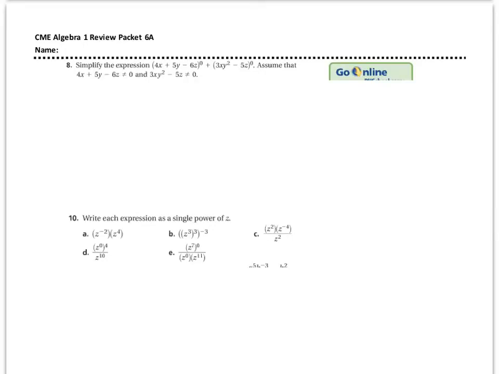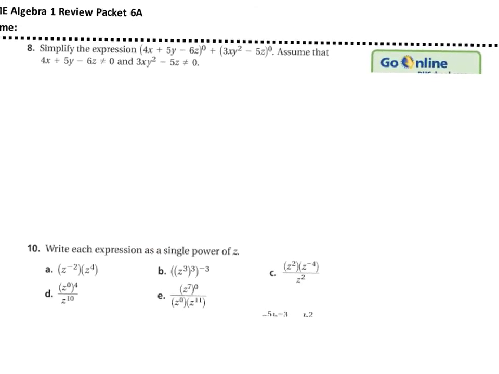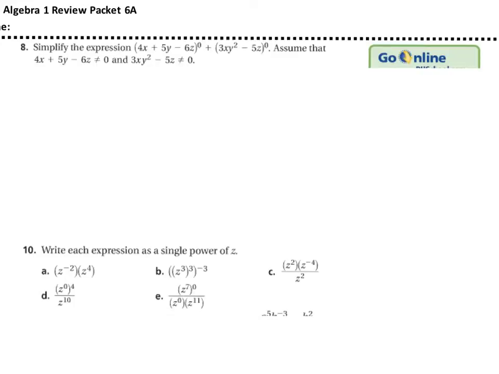Excuse me. So now we have 4x plus 5y minus 6z, whatever that is, to the 0 power, plus whatever that is, which is not 0, to the 0 power. What's the 0 power? This problem is very simple if you can see this kind of complicated form as a chunk.